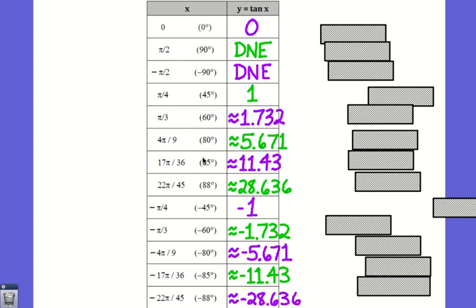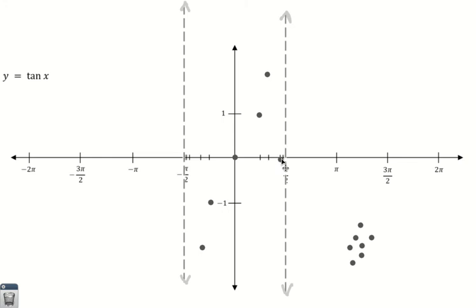But look what starts happening. If we plug in what's essentially 80 degrees, we get 5.67-ish, about 5.7. And if we plugged in negative 80 degrees, or negative 4 pi over 9, we get negative 5.7. Can we even go to 80? If this is 1, 2, 3, we're already out of bounds here. So this point's going to be somewhere up here, and the point for negative 80 degrees is going to be out of bounds underneath here.